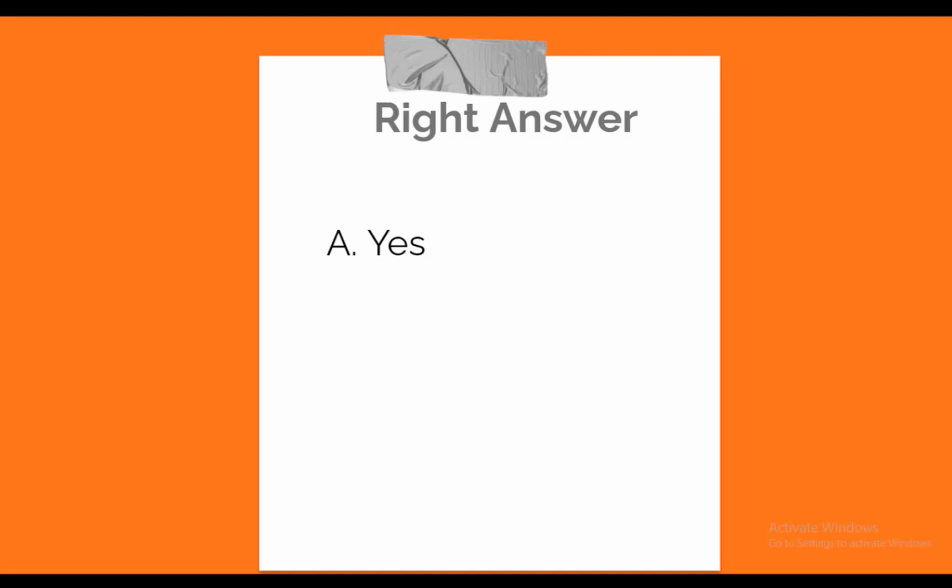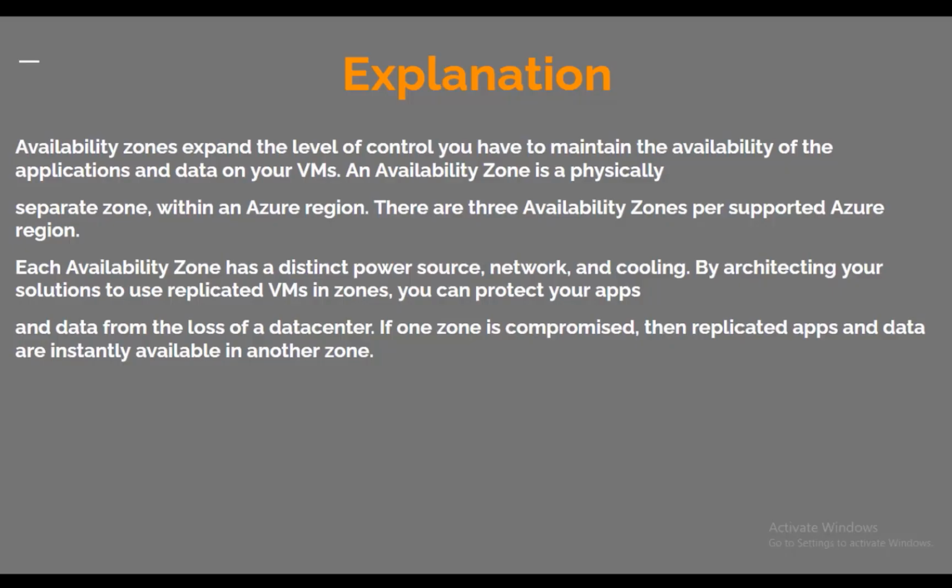Explanation: availability zones expand the level of control you have to maintain the availability of the applications and data on your VMs. An availability zone is a physically separate zone within an Azure region. There are 3 availability zones per supported Azure region. Each availability zone has a distinct power source, network, and cooling. By architecting your solution to use replicated VMs in zones, you can protect your apps and data from the loss of data centers. If one zone is compromised, then replicated apps and data are instantly available in another zone.